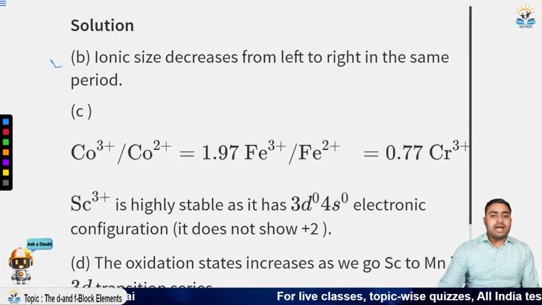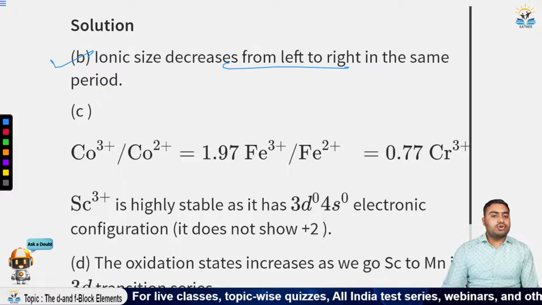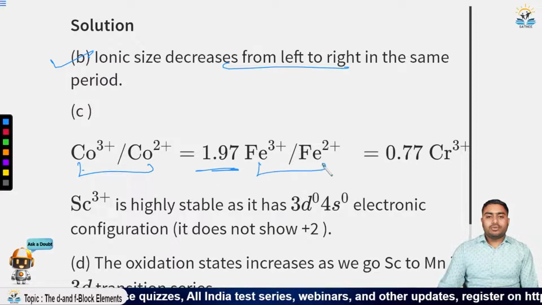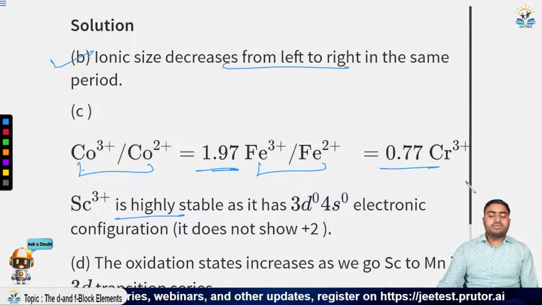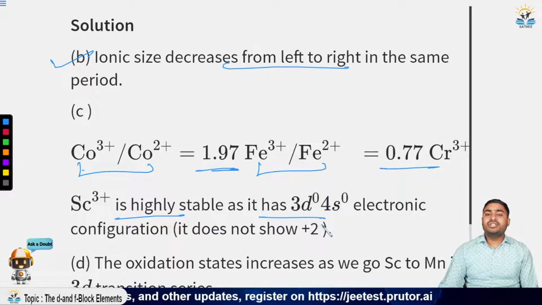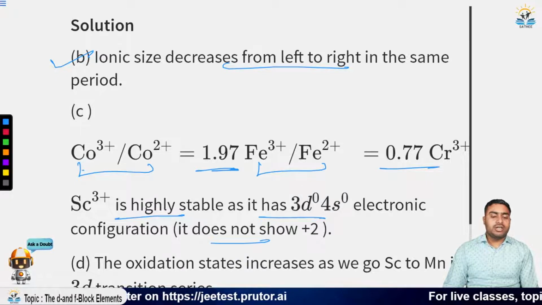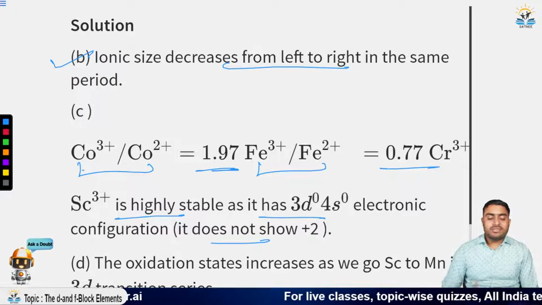And the next one is, ionic size decreases from left to right in the same period, right? You can see Co3+ to Co2+, the value is 1.97, and Fe3+ to Fe2+, the value is 0.77, right? Scandium 3+ is highly stable as it has a 3d0 4s0 electronic configuration. It does not show the +2 oxidation state. It is highly stable because now the configuration is 0 0, that means empty.